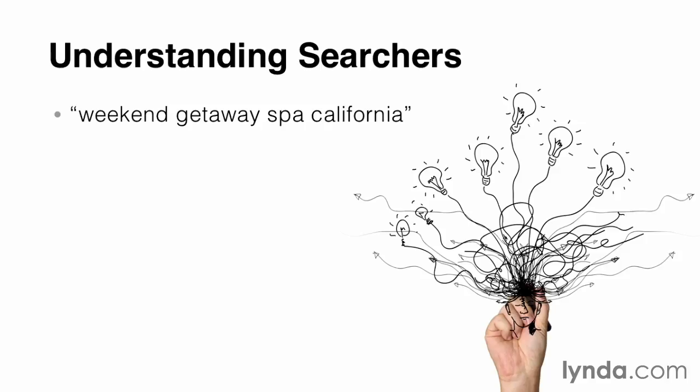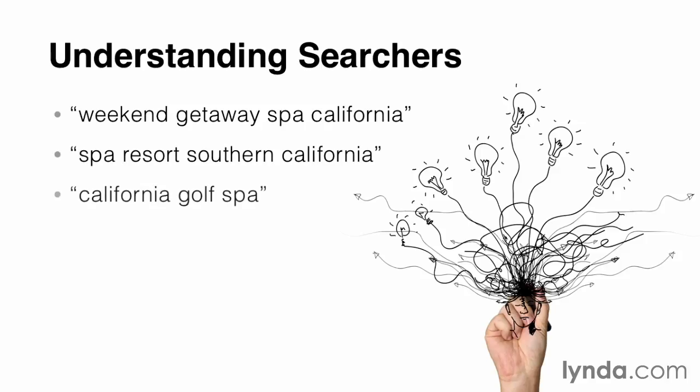And so looking for something like a weekend getaway spa or spa resort, California golf spa or luxury spa resort. What we've got here is a number of ways of looking maybe for the same thing. But obviously, if you don't offer golf, then don't go for that keyword. If you don't offer luxury, then don't use that keyword. Again, be true to your business and focus on those words that will bridge the intent of the searcher to the reality of what they will see on your website.